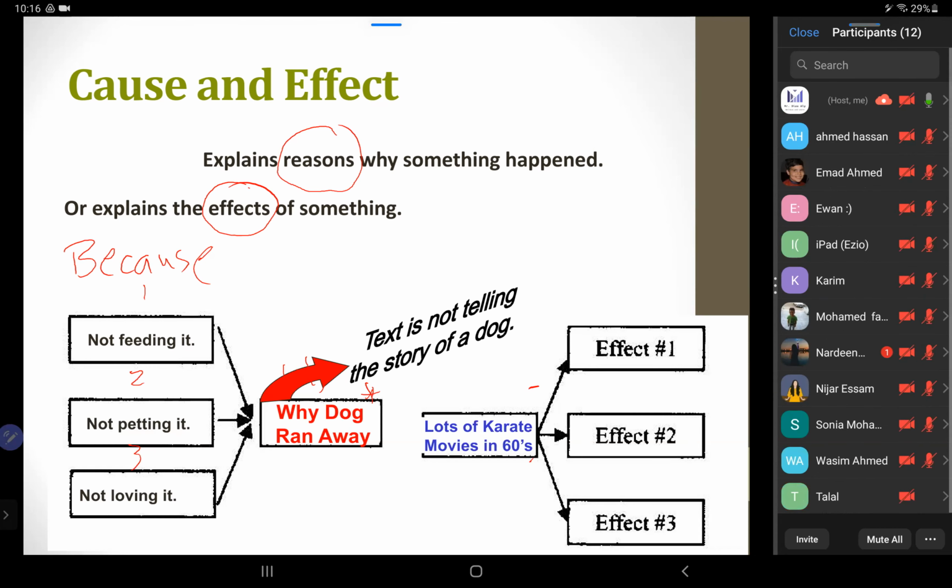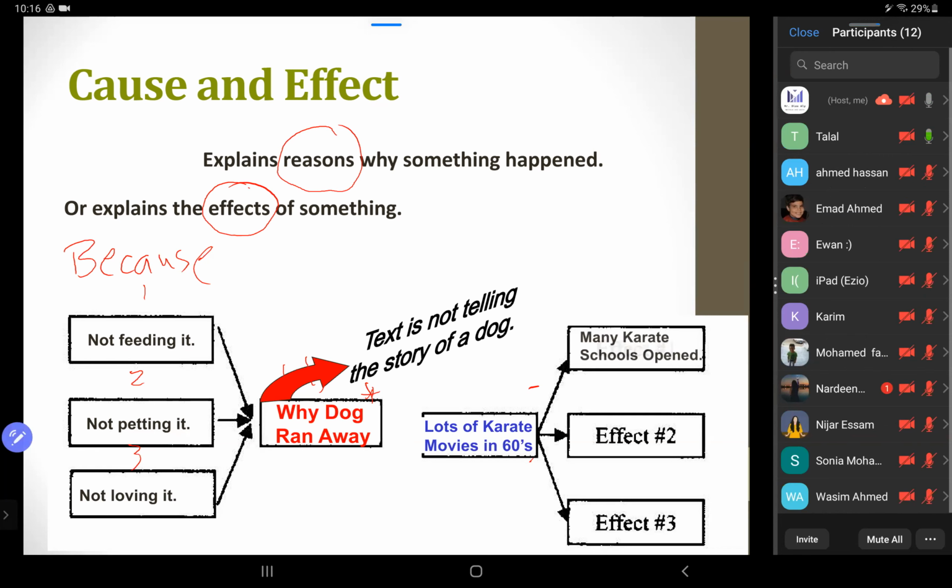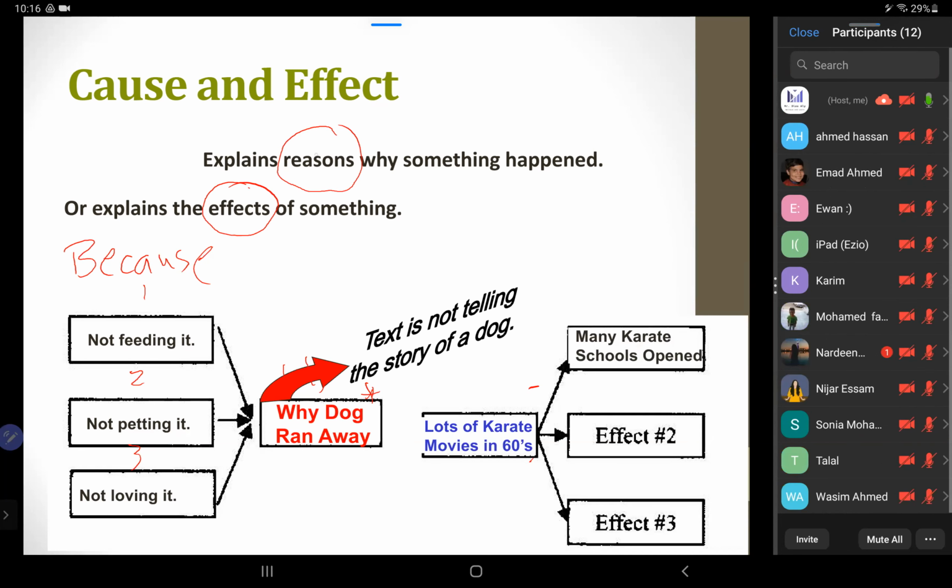In the 60s, there were a lot of karate movies. So what is the effect of this? We said the cause and effect has to do with two things. The first thing, reasons, and it also has to do with effects. Effects like what happens when you, for example, do sports every day. The effect is that you will be a sportive person, in good shape, healthy, attractive. So the same case here.